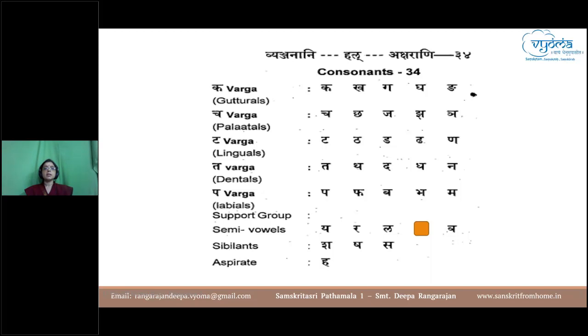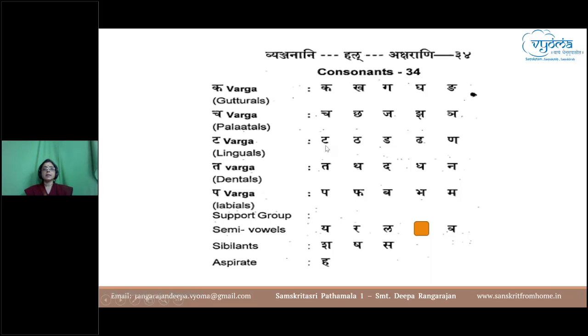The vargiya vyanjanas are those which are in groups, namely the kavarga or the gutturals, chavarga or the palatals, tavarga or the linguals, tavarga or the dentals, and pavarga or the labials. The kavarga letters are ka, kha, ga, gha, and nga. The chavarga letters are cha, chha, ja, jha, and nya.